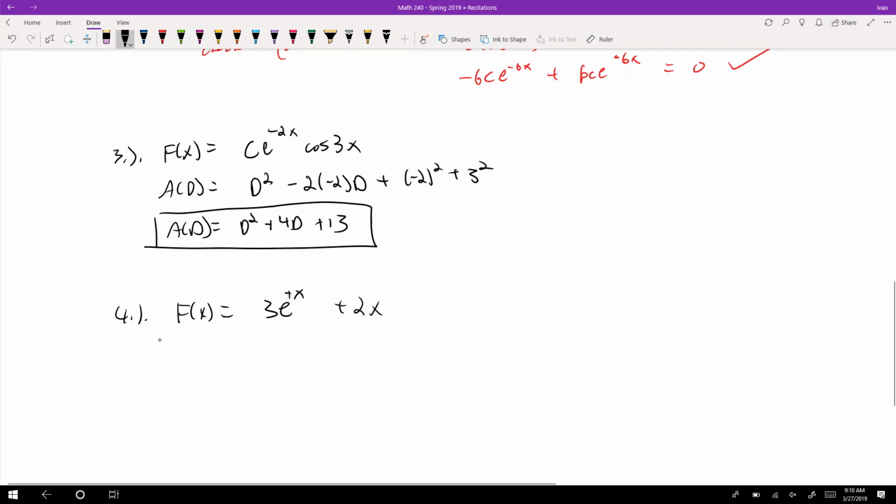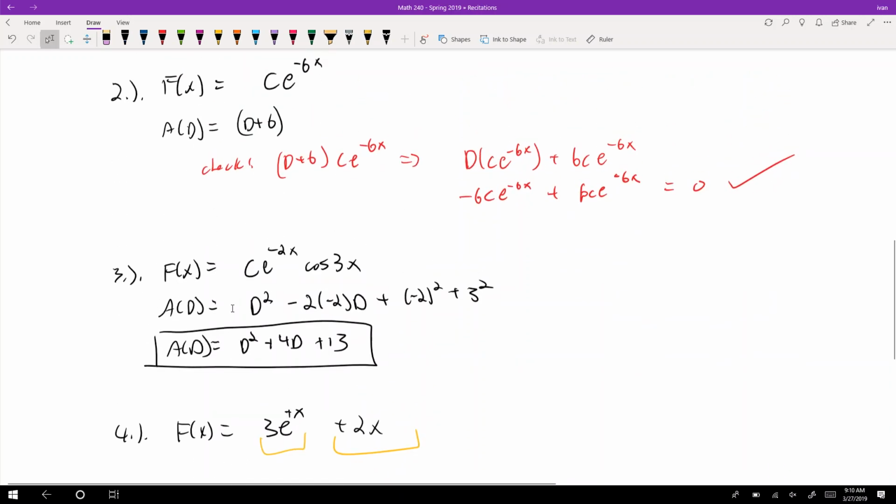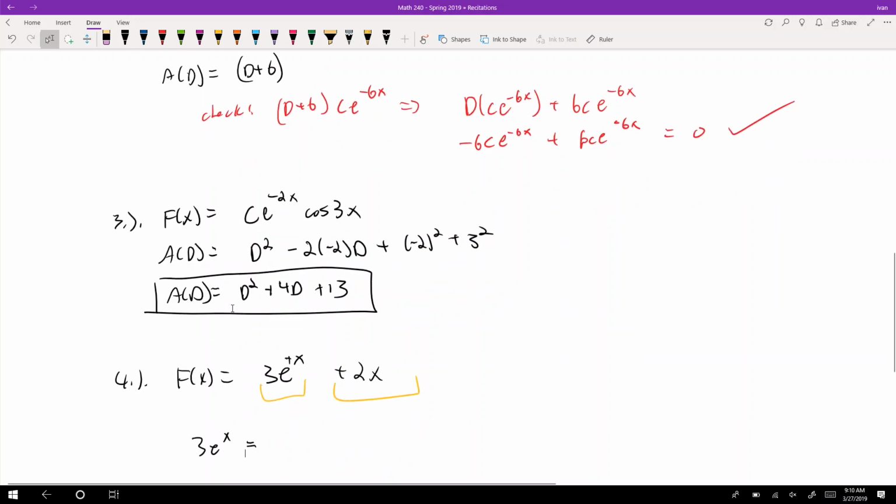Okay, so how do you do annihilators when you have a sum of terms? All right, and the idea is the following. We're going to take the annihilator of each term separately. So what's the annihilator of 3e to the x? Well, we have something that looks really similar above, which is c e to the negative 6x. So what is a guess then for the annihilator for 3e to the x? D minus 1.